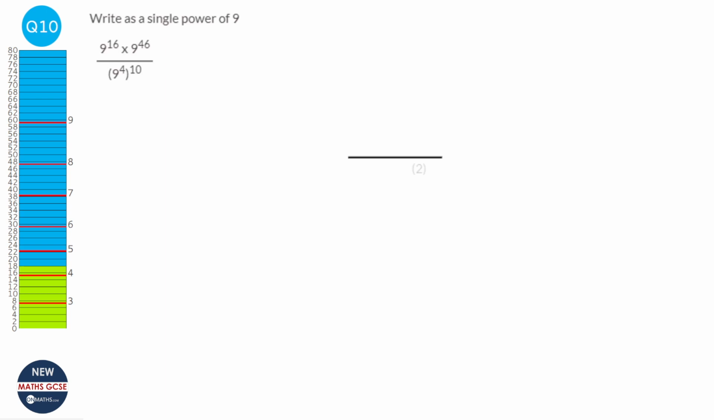We're going to start by looking at the numerator and the denominator separately. So looking at the numerator first, we've got 9 to the power of 16 times 9 to the power of 46. Now, when you have 2 powers of the same base, so they're both base 9, but base is the big number, then you can add the indices. So we're going to do 16 plus 46, which is 62. So it's 9 to the power of 62.